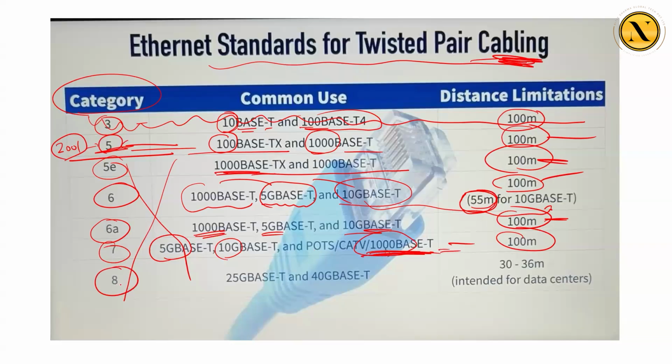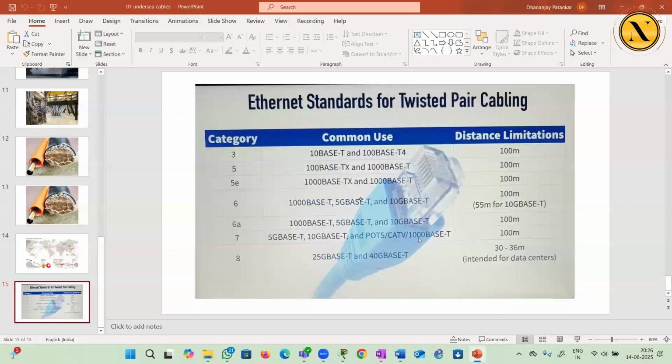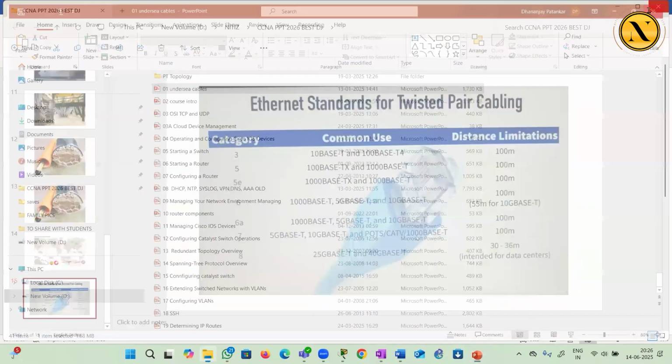And Cat 8 now. Because the speed is increasing and increasing, the distance is coming down. 25 gig, 40 gig, but only 32 to 36 meters. It's intended for data centers. So you may get all these things in your book, but you may not get the latest one. So where am I? Okay.